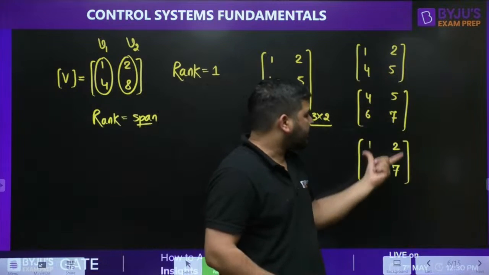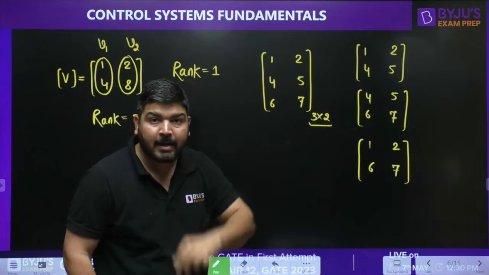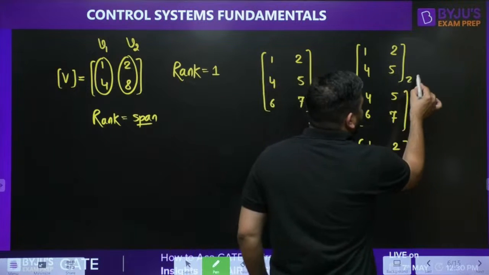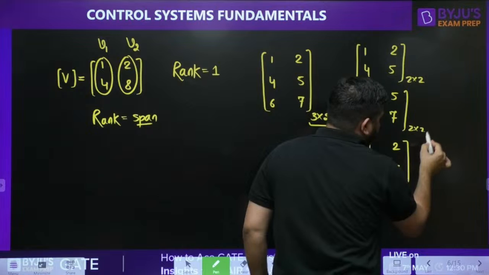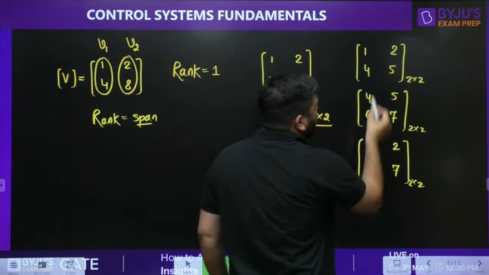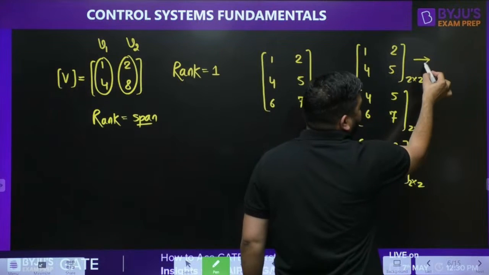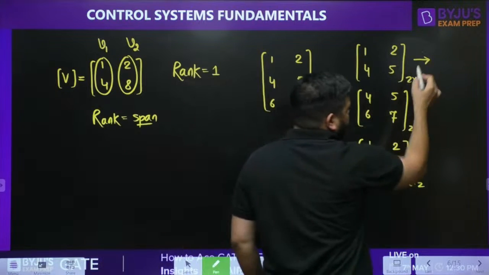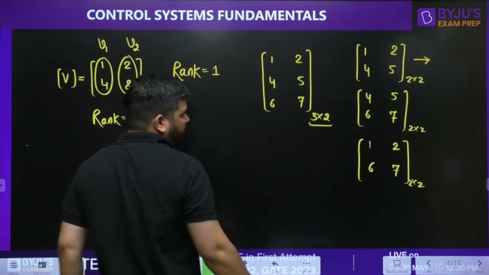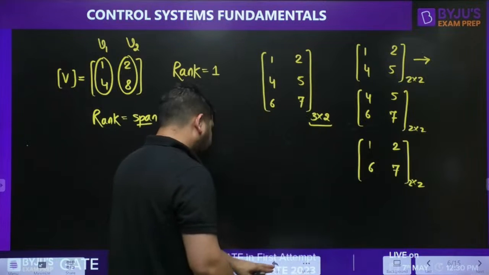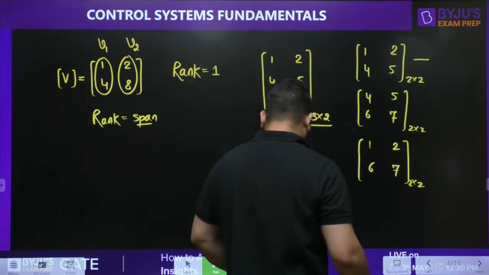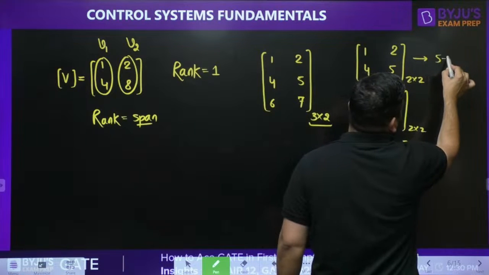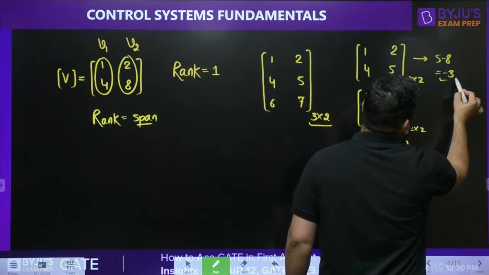Once you get the square matrix, what can you do? You can calculate the determinant. This is 2 by 2, this is 2 by 2, this is 2 by 2. You can calculate the determinant of these matrices and check whether the determinant is 0 or not. So the determinant of this matrix is 5 minus 8, which is equal to minus 3. It is not equal to 0.